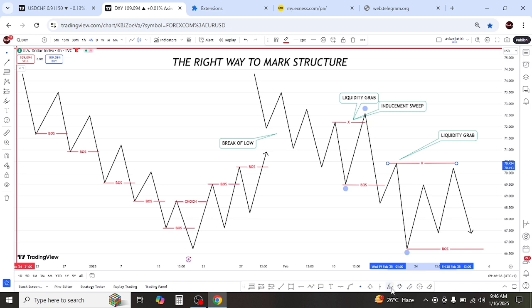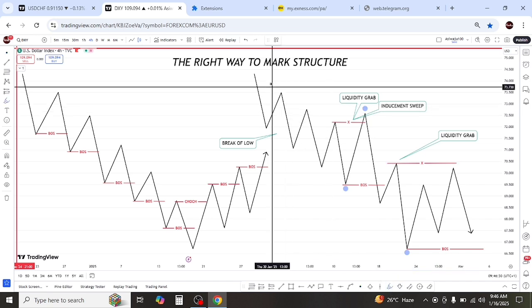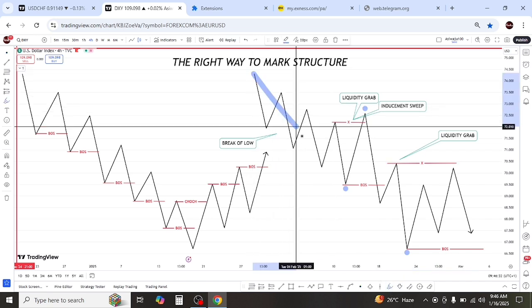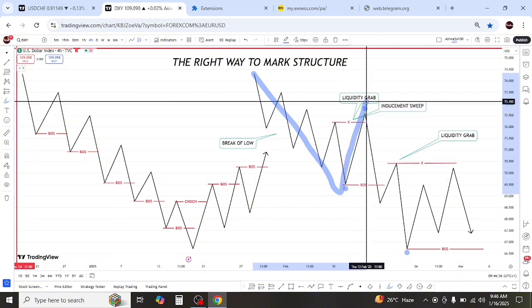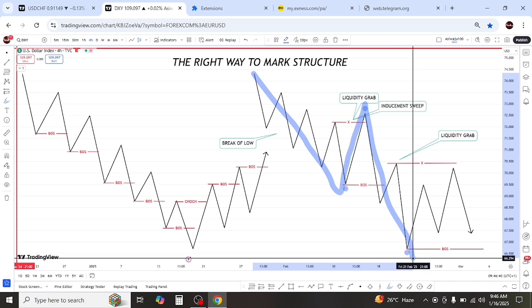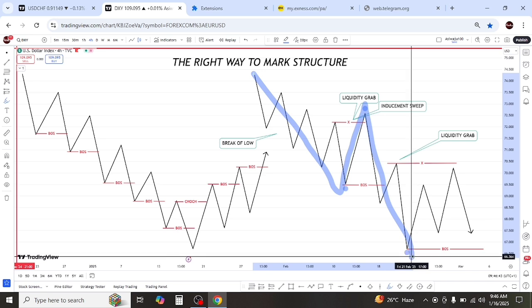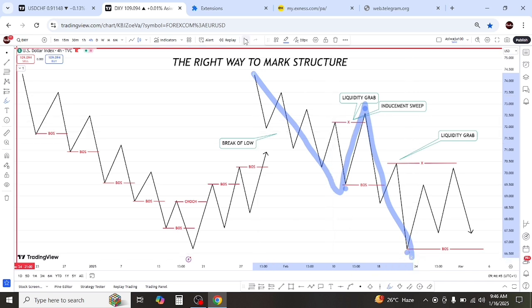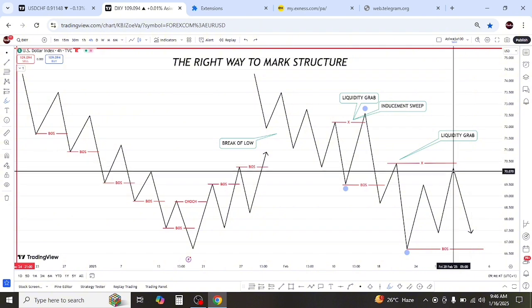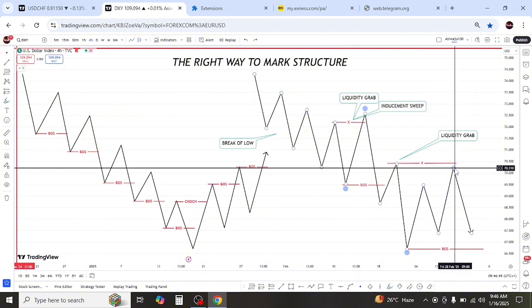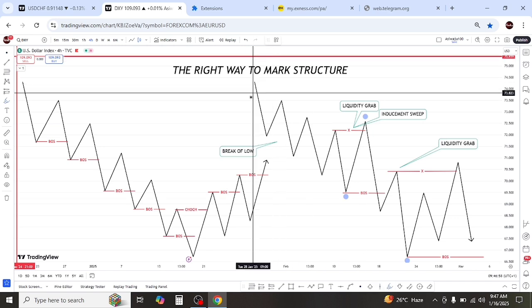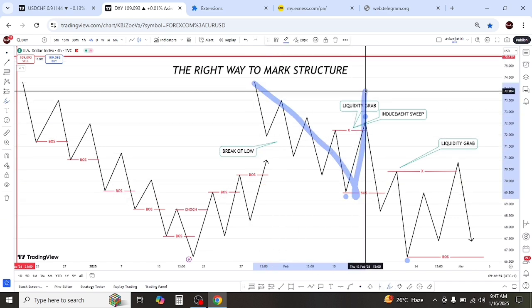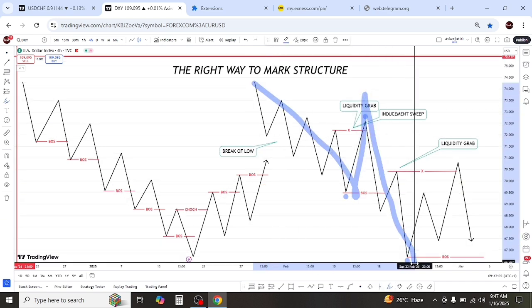So if you want to mark your swing points, let's say we have a major high here. This is how you mark your swing point, from this low to this high and back to this low. And this is not even your major low here, not until price takes out liquidity. Let's say we have this. When price takes out liquidity here, this low becomes your major low. Now this is how you mark your structure, from this low to this high and to this low.